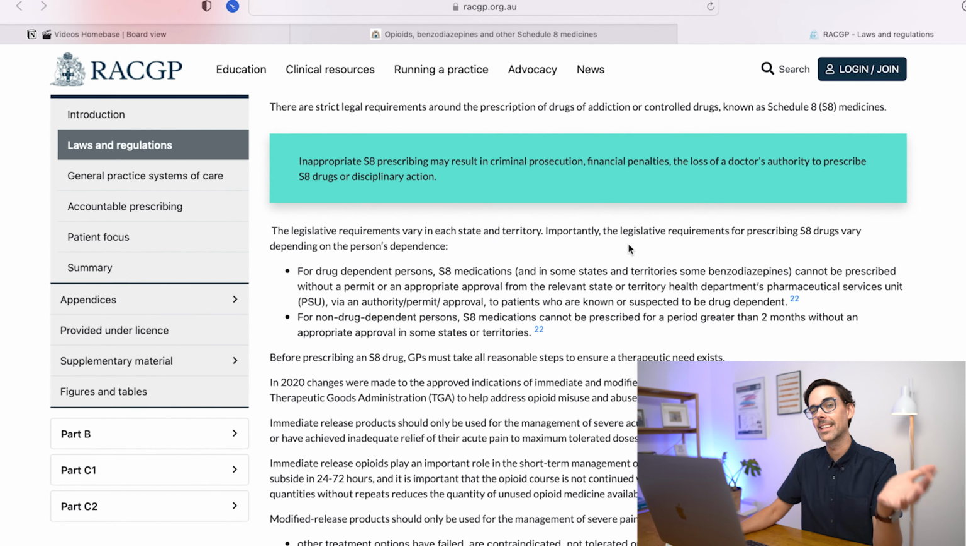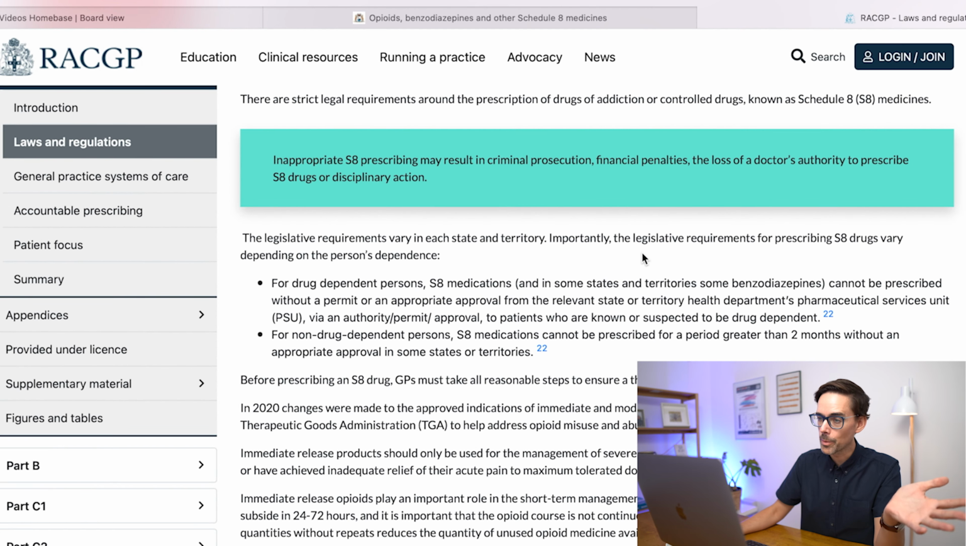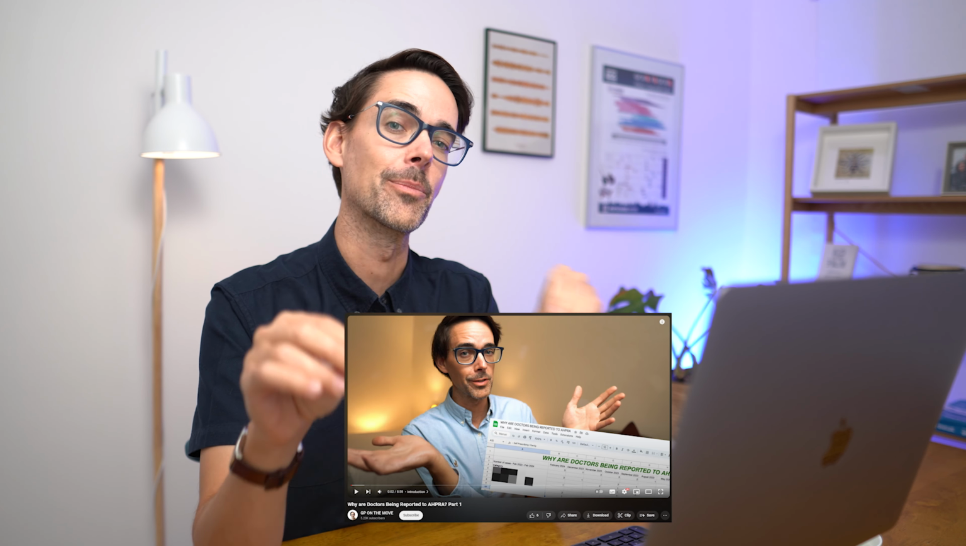And the thing to point out here, and that they have highlighted, is that inappropriate Schedule A prescribing may result in criminal prosecution, financial penalties, the loss of a doctor's ability to prescribe these drugs, and disciplinary action. And if you want to learn more about disciplinary action, I have created a video of why doctors are being reported to AHPRA, where I go into a little bit more detail about that.